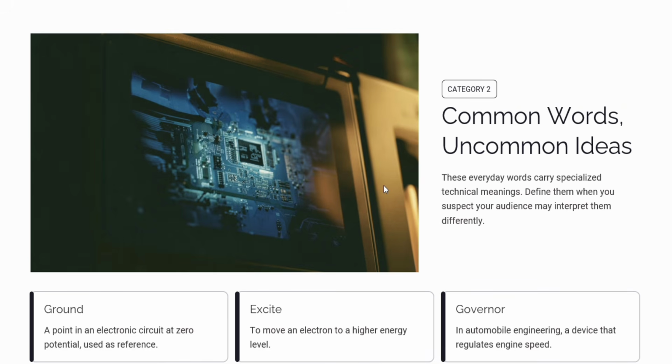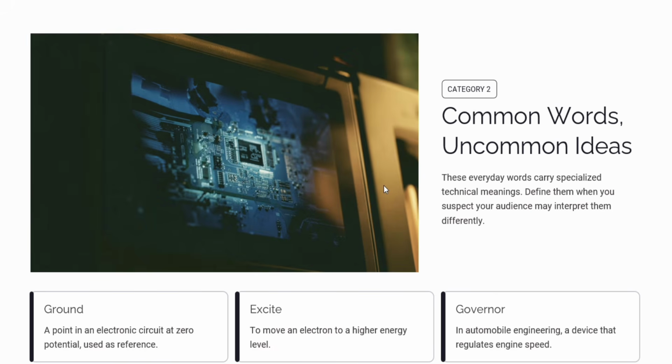We have common words for uncommon ideas. These everyday words carry specialized technical meanings. You should define them when you suspect your audience may interpret them differently. These words are common, but you are going to use them for uncommon ideas. So because of that, you will need to define them.